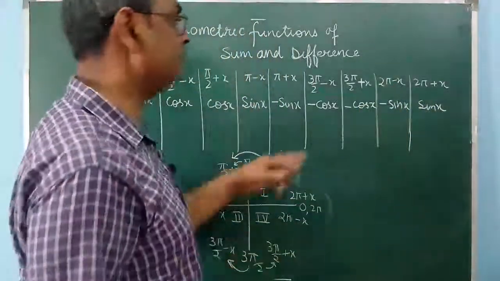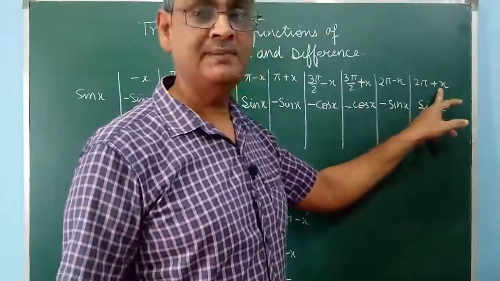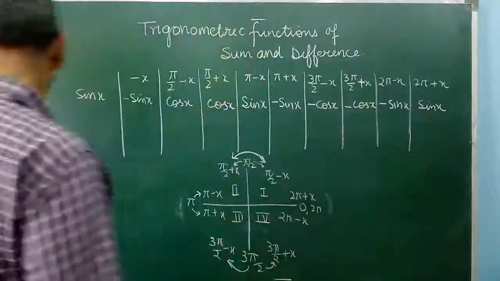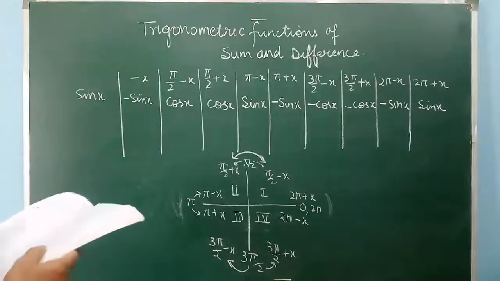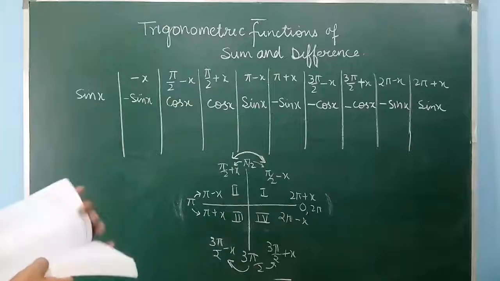At 2 pi minus x no change, at 2 pi plus x no change in the trigonometric function, only the sign is changed. You can see it is given in your book, page number 160. So it is minus sin x, cos x, cos x, sin x, minus sin x, minus cos x, minus cos x, minus sin x and sin x.